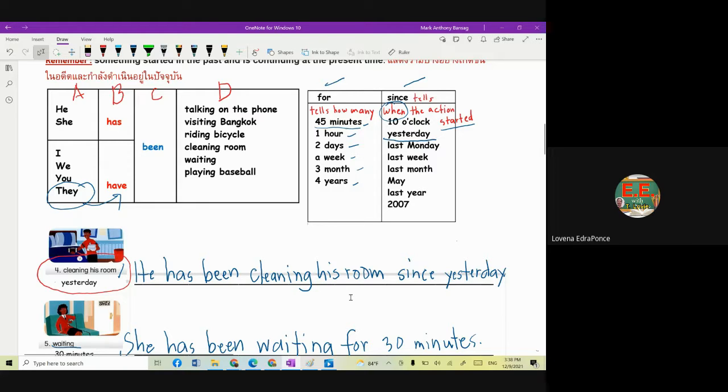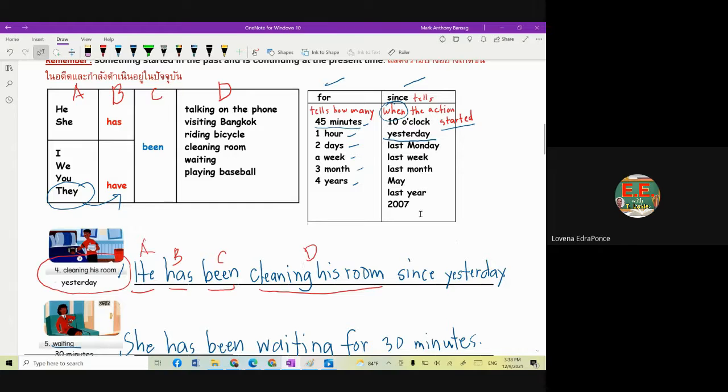And what are we going to use? For or since? We're going to use since because this one is yesterday. Yesterday doesn't tell us how many minutes or hours or days, but it tells us when the action started. So since yesterday, our sentence is he has been cleaning his room since yesterday. So this one is our A, B, C, D.